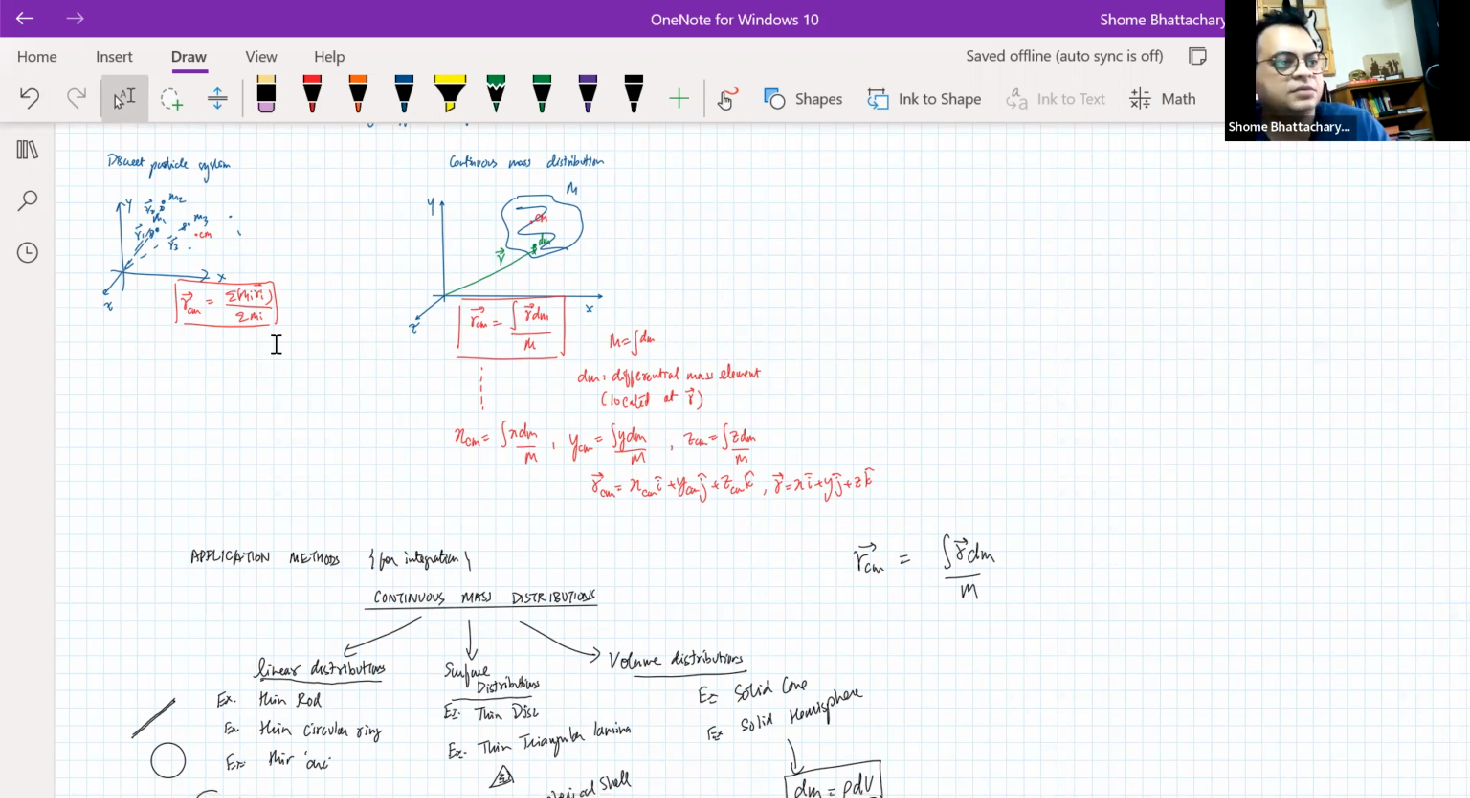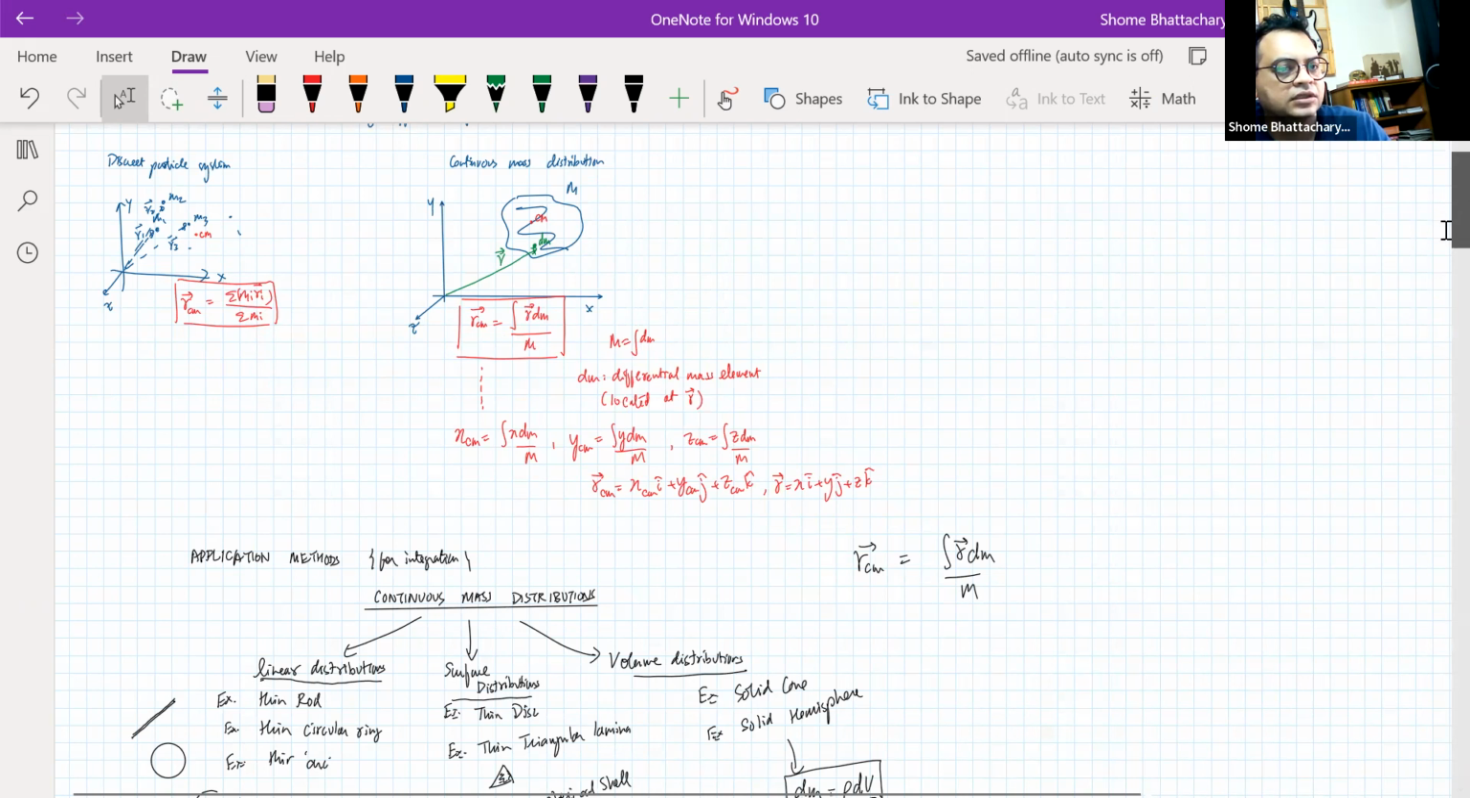Summation mr divided by total mass. In the case of continuous mass distributions, the summation is replaced with integration. So summation mr becomes integration r dm. And the denominator, which is summation m, becomes the total mass, or that can also be written as integration of dm. So basically summation is replaced with integration.